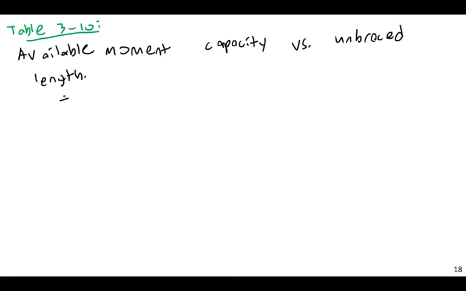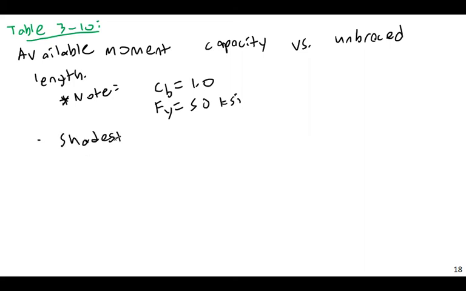And again, we have to be aware of assumptions. Note, as it indicates, this is based on Cb being equal to 1.0 and Fy being equal to 50 ksi. And here, just like we had bold before, here we have solid lines, not shaded. Solid lines are the lightest, and dashed lines are the non-lightest for a given unbraced length and capacity.